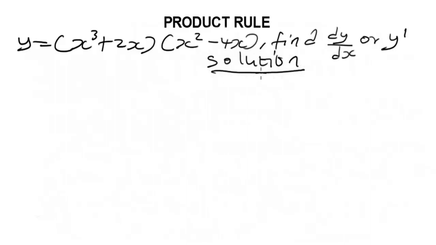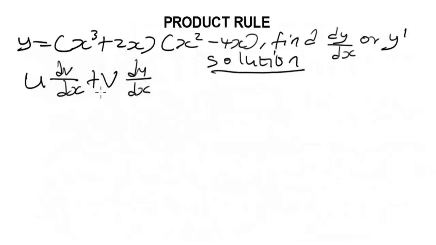Now, for product rule, it's important that you take notes of this formula. It's very important. It will help you in the long run. So commit it into memory and you'll be good to go. The formula says for product rule, we have u dv over dx plus v du over dx. So this is the formula for product rule, guys. I'm going to break it down so that you understand it.